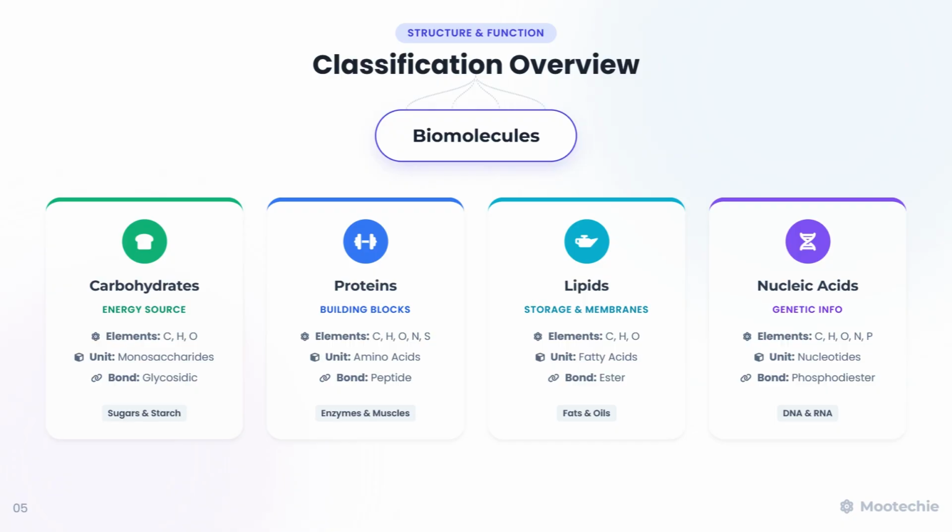Then, lipids. They are for storage and form membranes. Their elements are carbon, hydrogen, and oxygen. Their units are fatty acids, which form bonds called ester linkages. These are your fats and oils.